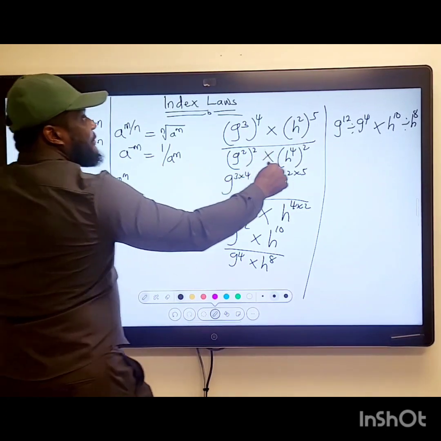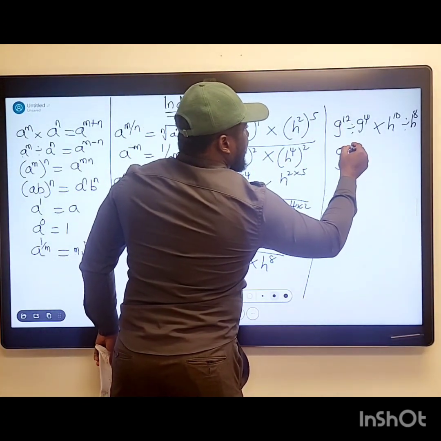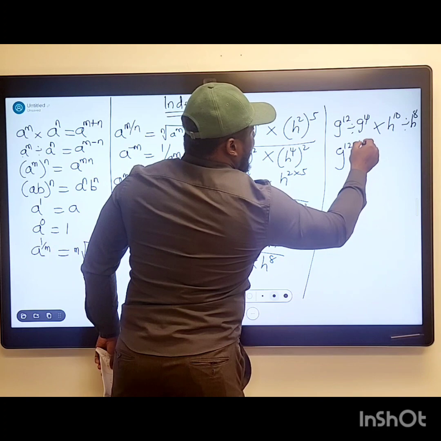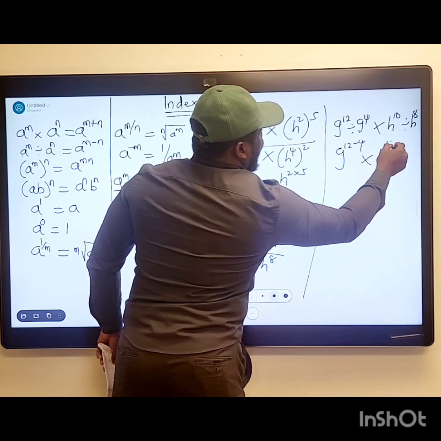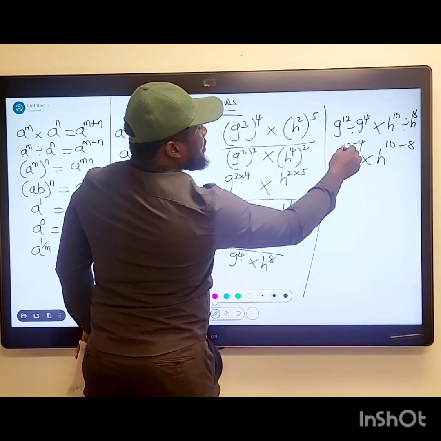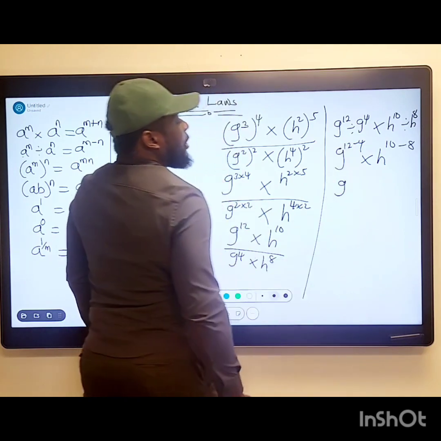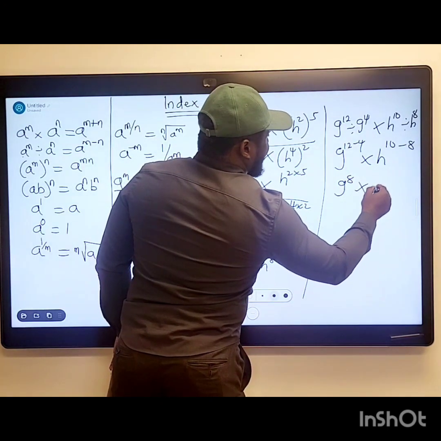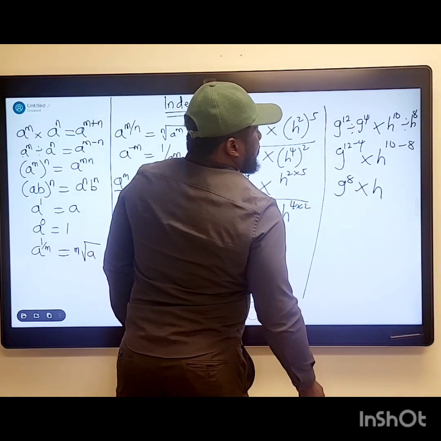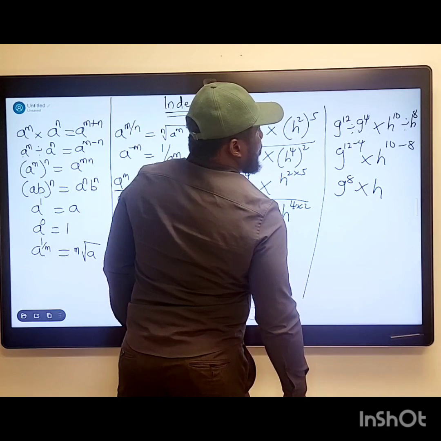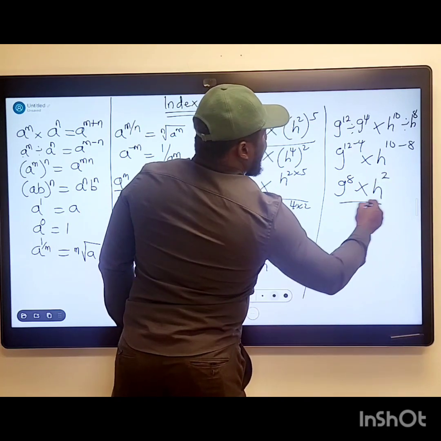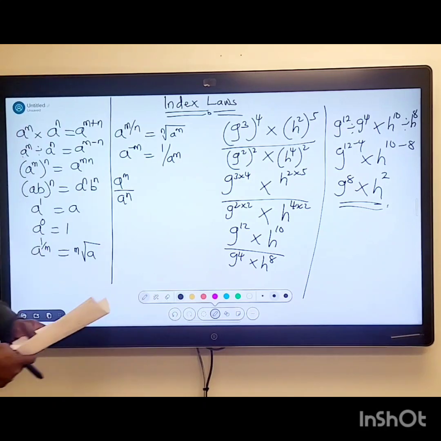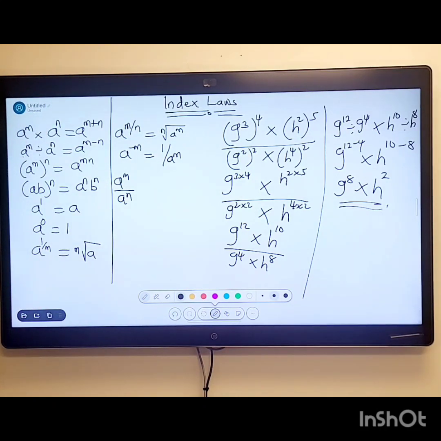So this can give us G raised to power 12 minus 4 times H raised to power 10 minus 8. So this will give us G into 12 minus 4, that will give us 8, times H, which is 10 minus 8, that will give us 2. And that should be our answer. So you can see that from different laws, resolving to another law, eventually we are having our answer.